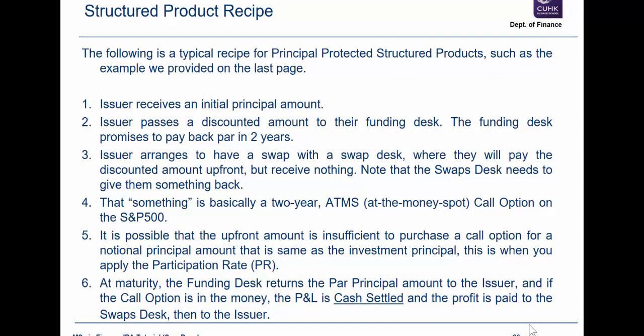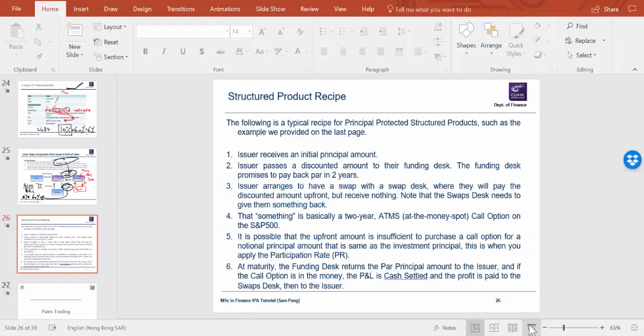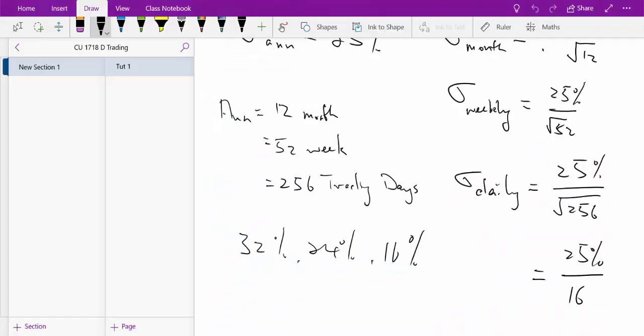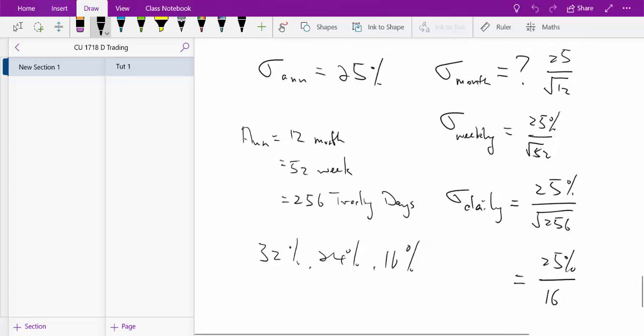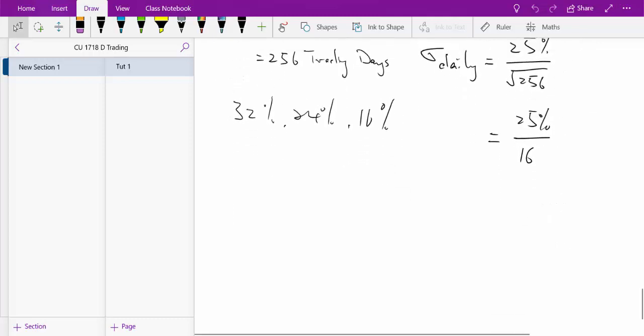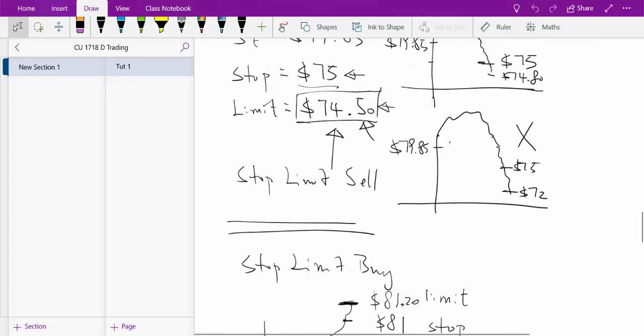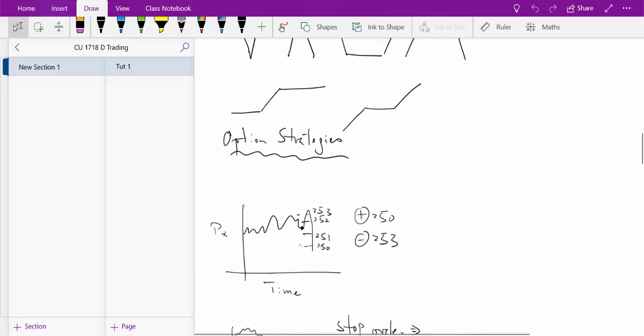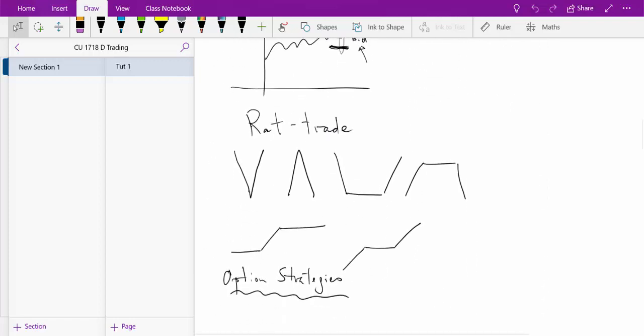Now, if you just randomly Google option payoff structures, you're gonna find a lot of information out there on, this is when you are long a straddle, when you are short a straddle, this is when you are long a, what we call a strangle, this is when you are short the strangle.